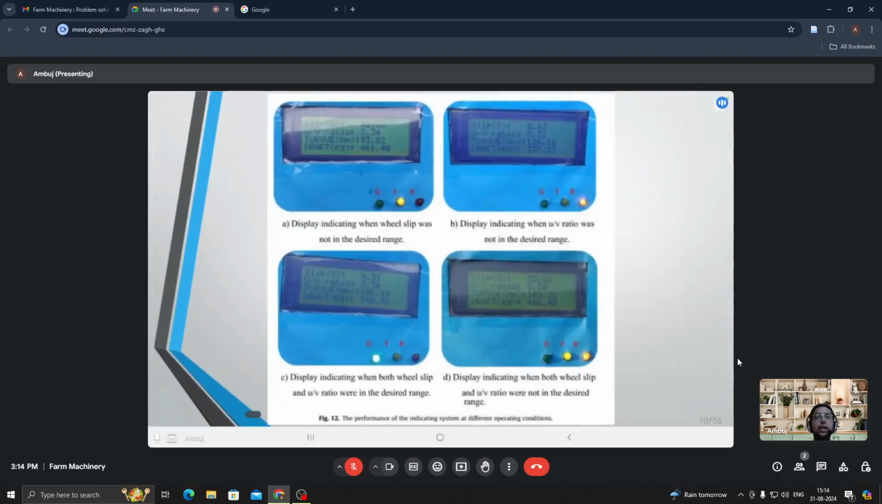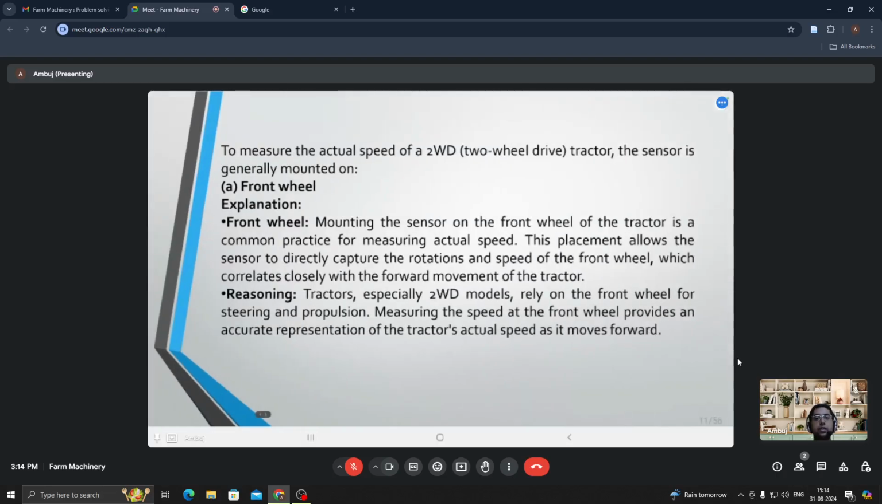Then this particular one is the entire display system. Here you can see slip, U by V ratio, torque, and draft they are displaying. Each of the features they have displayed, along with the appropriate LEDs: green, yellow, red.